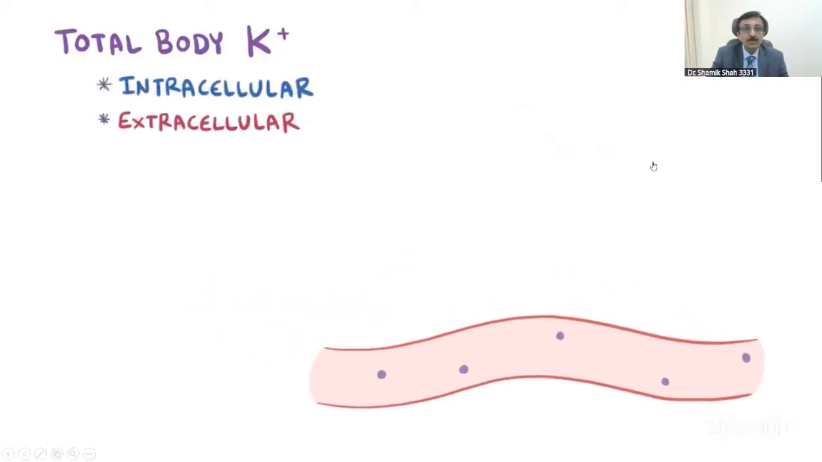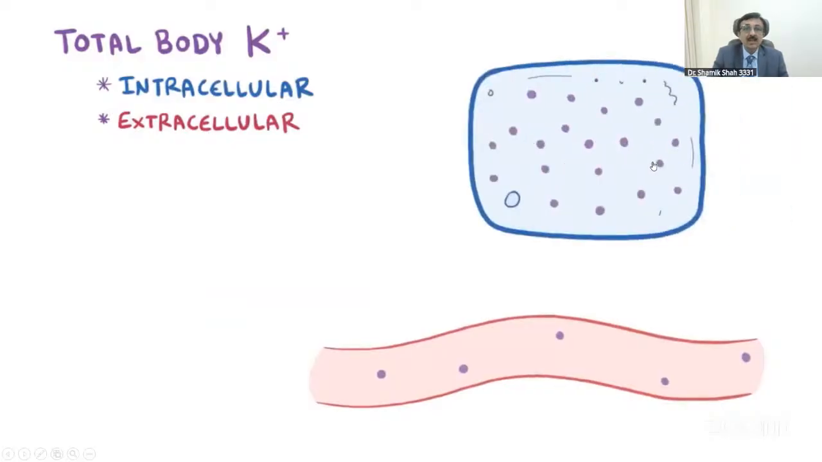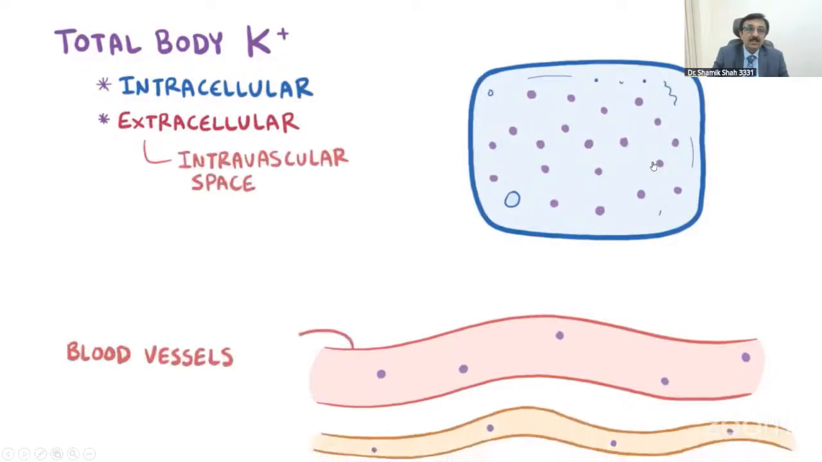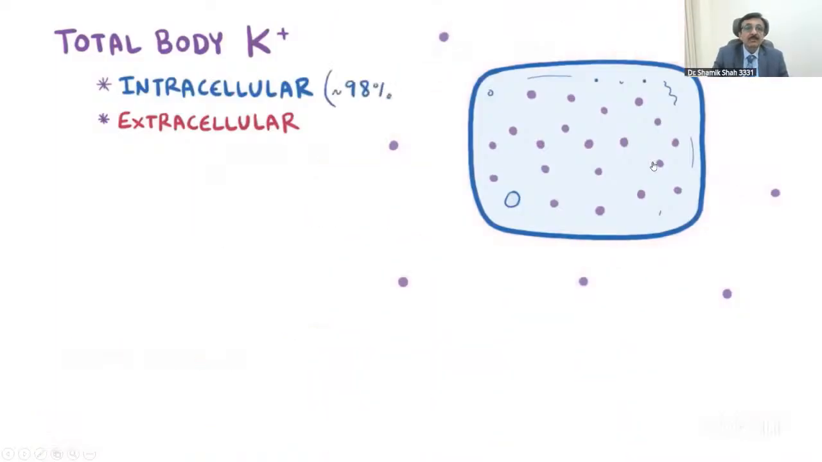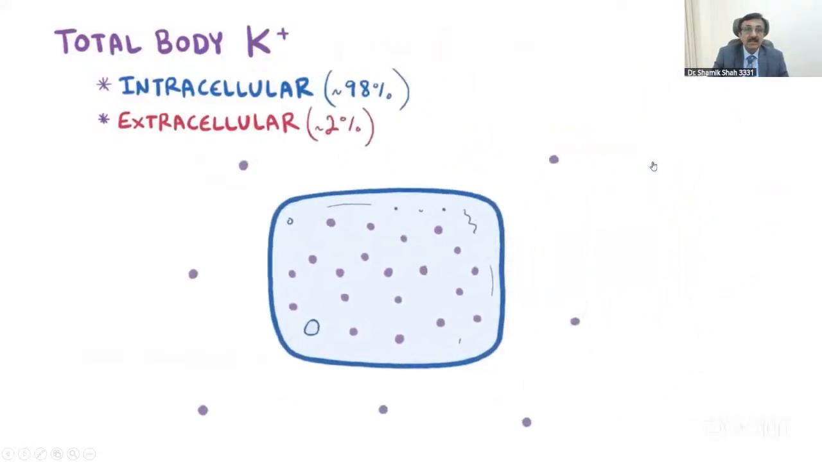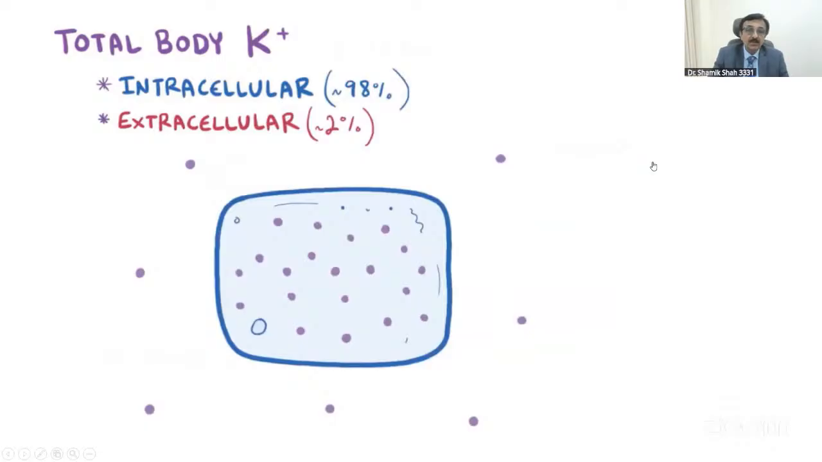So when we talk about total body potassium, we divide it into intracellular and extracellular. The intracellular potassium is the one which is inside the cells, of course, and the extracellular is divided into the intravascular space, so in the blood vessels and lymphatics, and the interstitial space, which is the space surrounding the tissues, I mean the cells and the blood vessels. Now, 98% of the total body potassium is inside the cell or intracellular, and only about 2% is extracellular, the one which we measure in our tests.